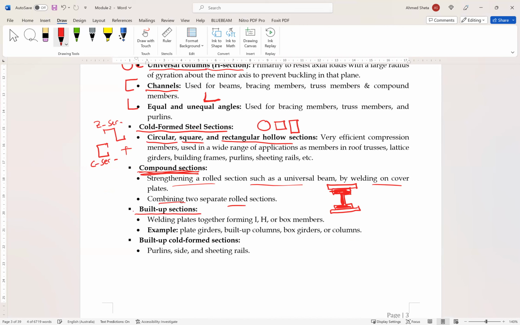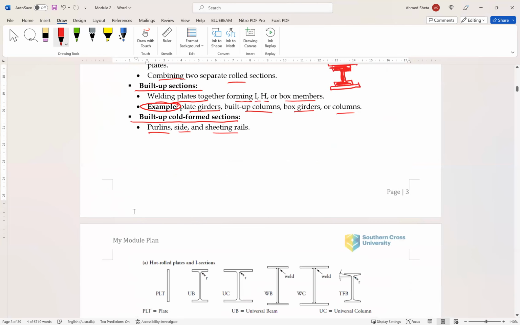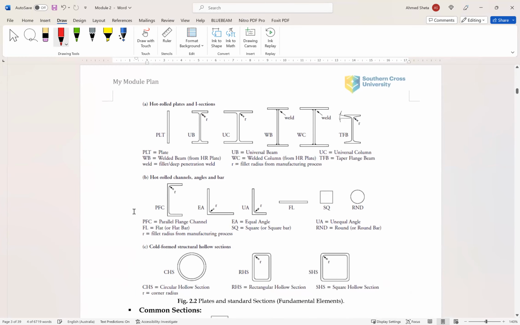We have also built up sections, which can be produced by welding plates together, forming I or H or box members. Examples of this are plate girders, which we introduced last week, built up columns, box girders, or columns. We have also some built up cold formed sections like purlins, side and sheeting rails. And in this figure, there are some examples of the plates and standard sections available.